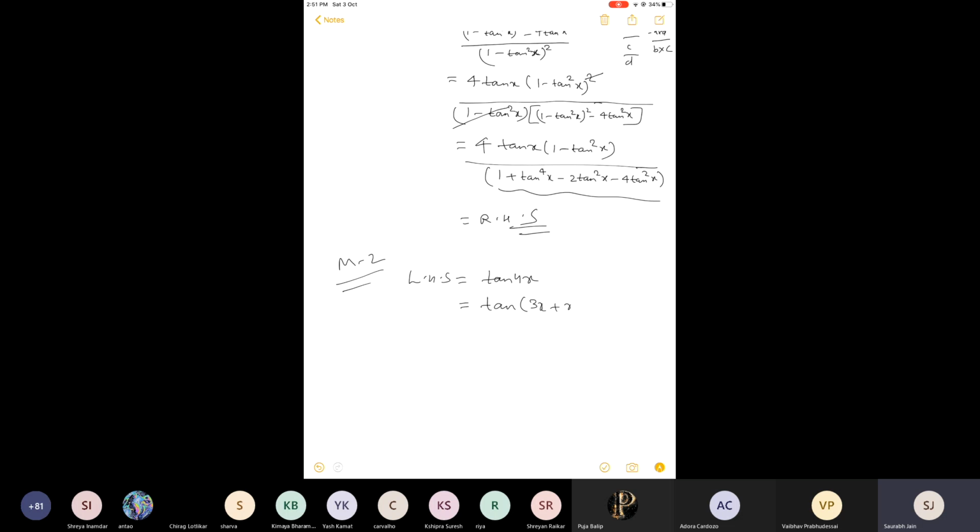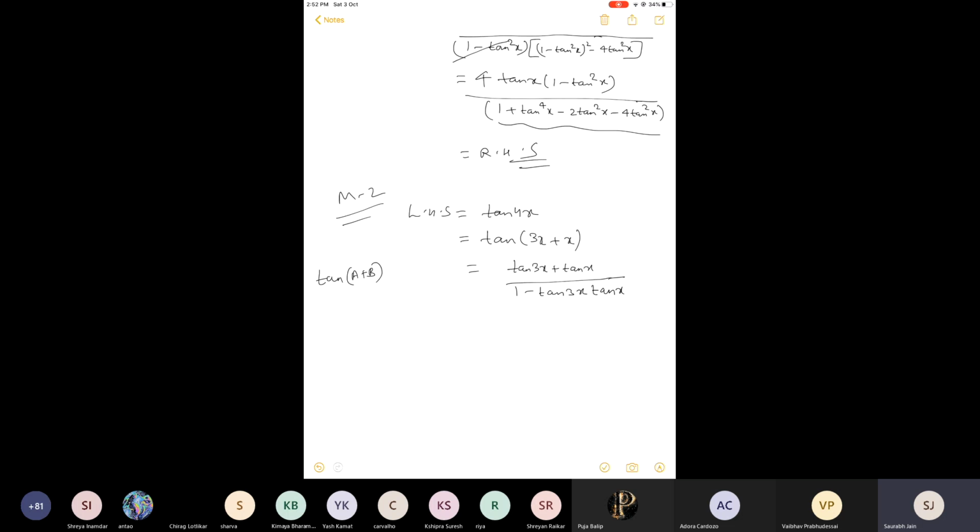4x can also be written as 3x plus x. That is absolutely correct. And now, after writing in this form, if I want to proceed by this method, then I will use the formula of tan(a plus b) first, which is tan a plus tan b upon 1 minus tan a tan b. And see, I have to express the whole question in terms of tan x. So now I want to get rid of this term tan 3x. For that we have the formula. We have a formula of tan 3x also.